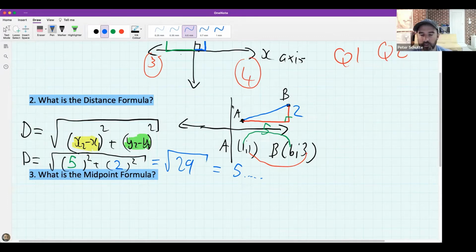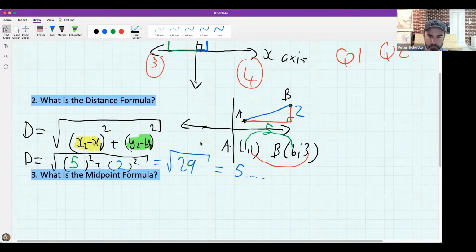Okay, so for students who haven't seen it, don't worry, I'm not going to go too quickly, but I am going to assume that we have some basic knowledge of the distance formula.